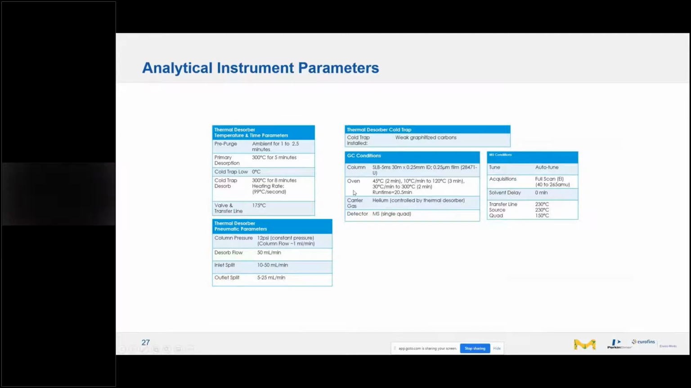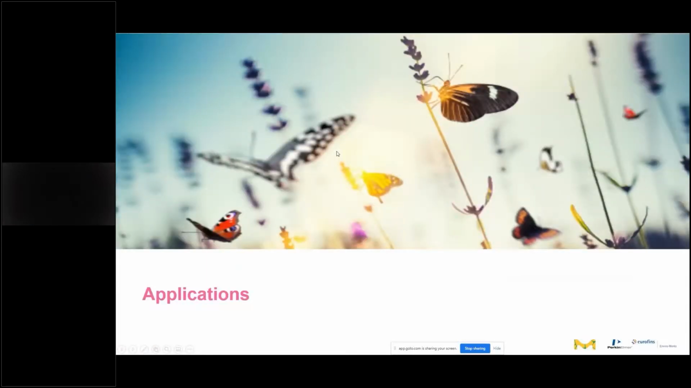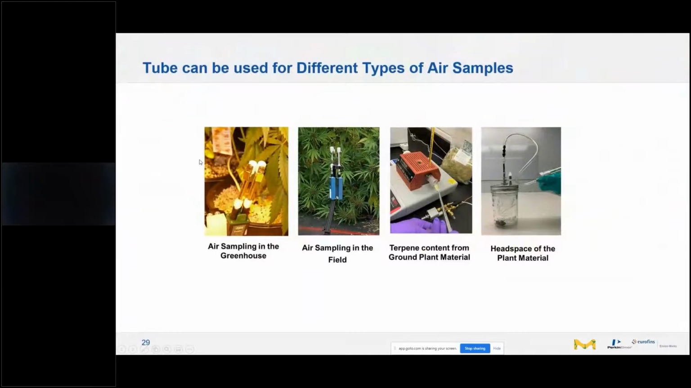Mass spec conditions, sorry. Now we'll dive into some of the applications that Jamie and Paul and Aaron helped with. So we see sampling in a greenhouse, sampling in the field, sampling in the laboratory from the ground material, and sampling of non-ground material from the headspace after equilibrium is met.